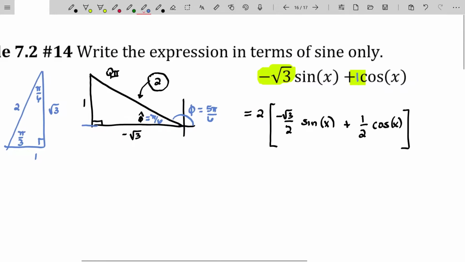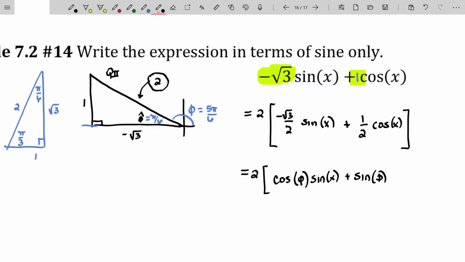Now I can go ahead and finish out this problem. I'll take my time with it, and I'll say it's 2 times the cosine of some angle phi, let's just pretend we haven't found it yet, times sine of x, plus the sine of that same angle phi times the cosine of x. And that is the sum of angles formula for the sine. So that's 2 times the sine of x plus phi.